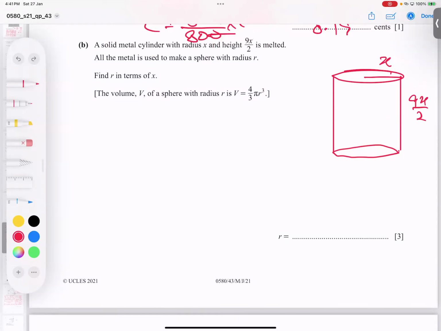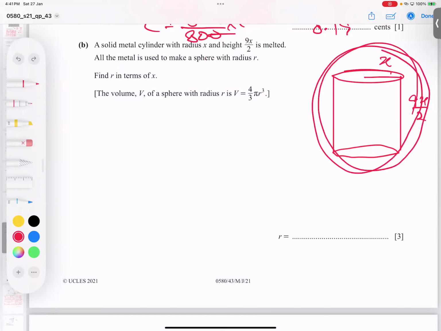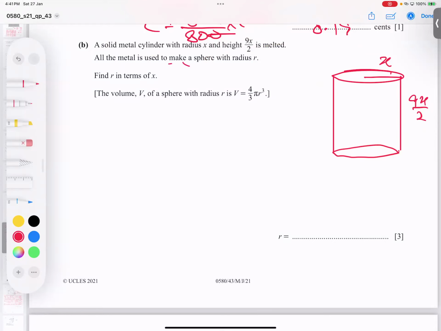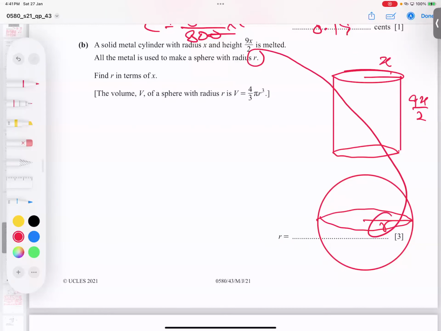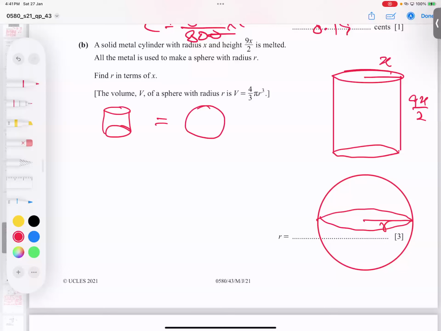He said, all the metal is used to make a sphere. I repeat, this whole metal of this cylinder is made into a sphere of radius r. What is a sphere shape? You all know it. This kind of shape is called a sphere, and the sphere radius is r. He said, give r in terms of x. For your knowledge, can I say volume of cylinder is equal to volume of sphere? Yes, I can say, because he said so.